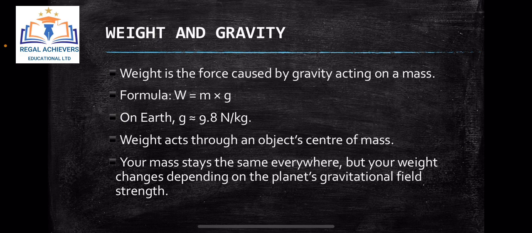Weight and gravity. Weight is the force that is caused by gravity acting on a mass. So the formula we use is weight equals mass times gravity. And the gravity on Earth is given as a constant value of 9.8 newtons per kilogram. So weight acts through an object's center of mass. Your mass stays the same everywhere, but your weight changes depending on the planet's gravitational field strength.